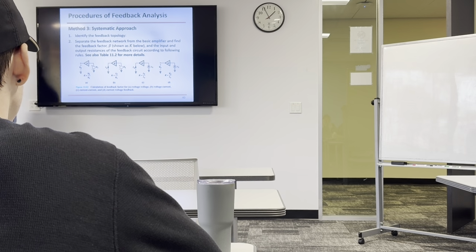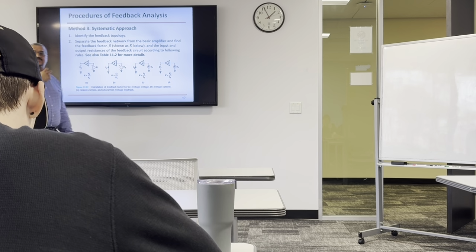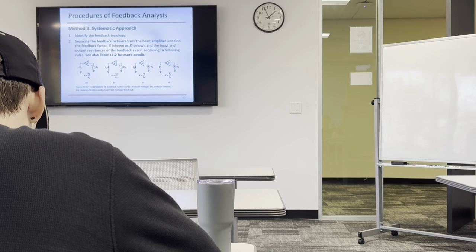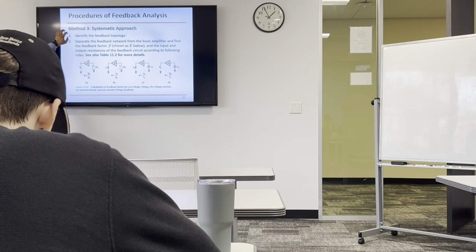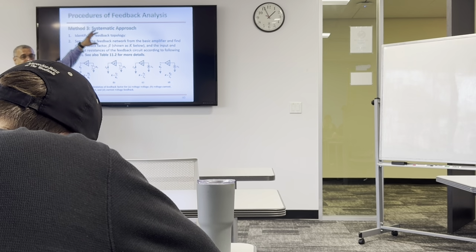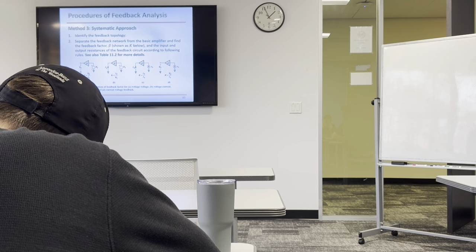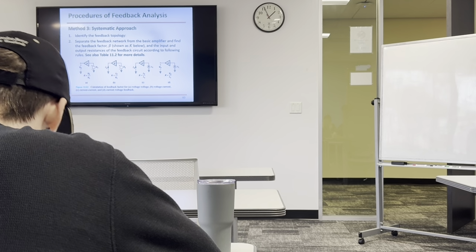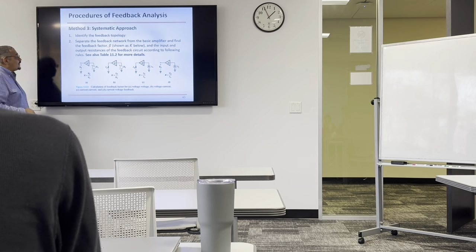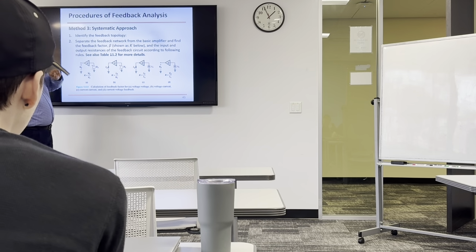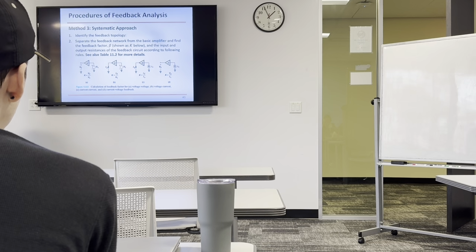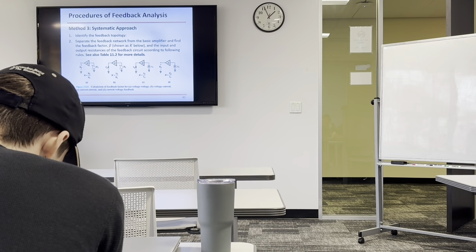Now we go to the third one, which is the systematic approach. This is what I want you to understand how to implement. Again, the first step is to identify the feedback topology. Do you have a voltage, or voltage, current, voltage, and so on, or shunt, series, shunt, and so on? Then you need to separate beta again and find the value of beta, similar to the previous one.